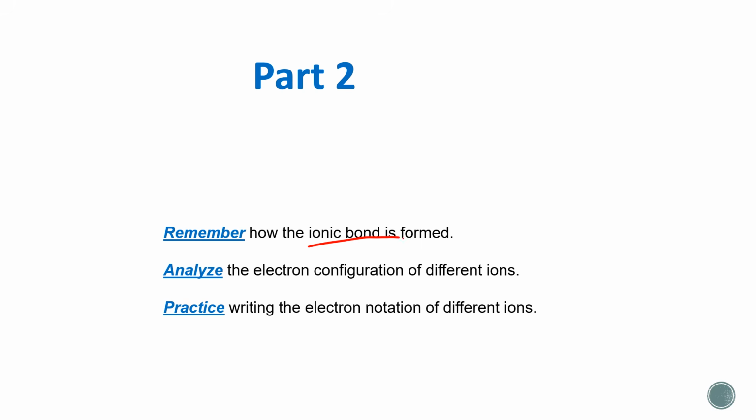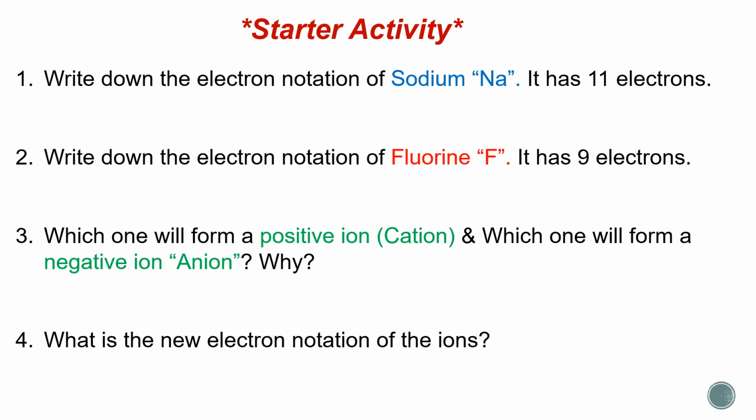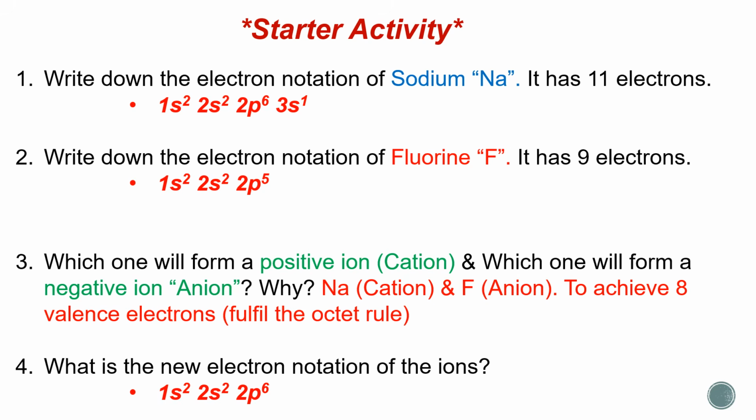Okay, we remember how ionic bond is formed, analyze the electron notation of different ions, and practice writing the electron notation of different ions. Okay, so remember that the ionic bond is between positive and negative ions. ذرة تفقد إلكترون والذرة الثانية تكتسب الإلكترون فيحصل تجاذب ما بينهم. Now I want you to solve these questions, guys. Stop the video and try to solve these questions alone, and then let's come back. Okay, hopefully you got these answers, guys.